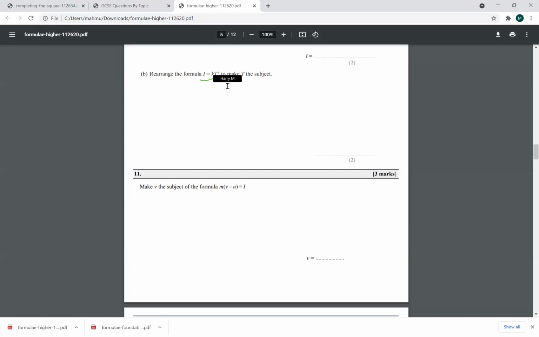Does the I stay there? Yes, the I will stay there. All you're doing is moving the K to the other side. You're rearranging. But if you move K, it's going to become a divide. So why is the K getting divided by I? I don't understand. Why is the I getting divided by K?